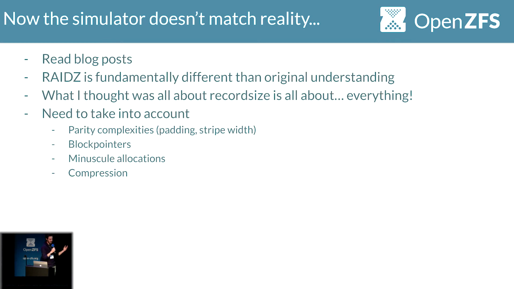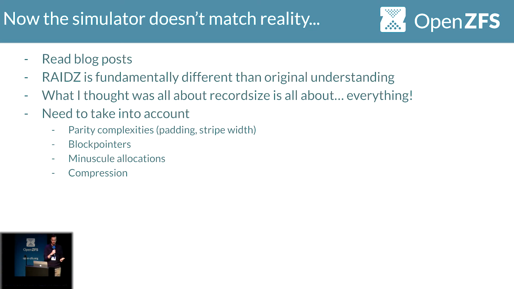So, you know, read blog posts, like Matt's blog post on how I learned to love RAID-Z. We had some blog posts to join internally. You read a bunch of code, look at ZDB again, look at the source code for ZDB, because otherwise you don't know how to use ZDB, I guess. And we learned that we need to take into account all these other things, like the parity complexities, padding, which I think Alan was asking about.